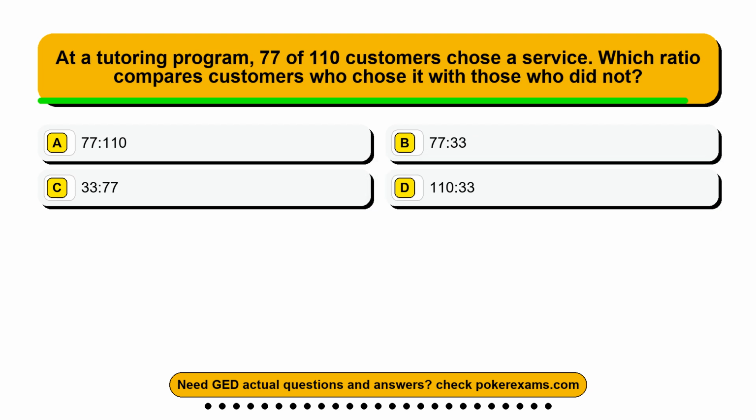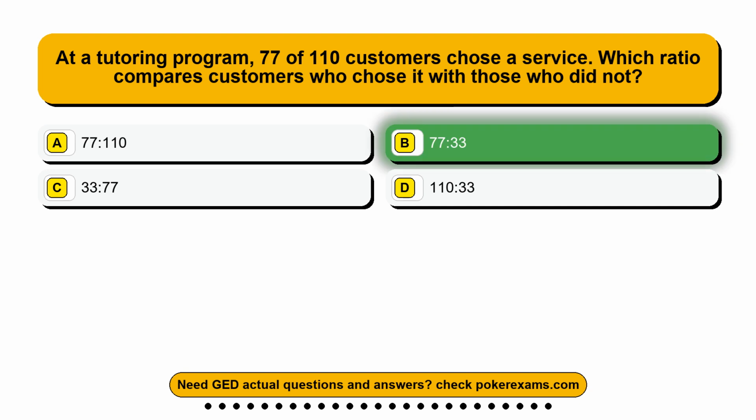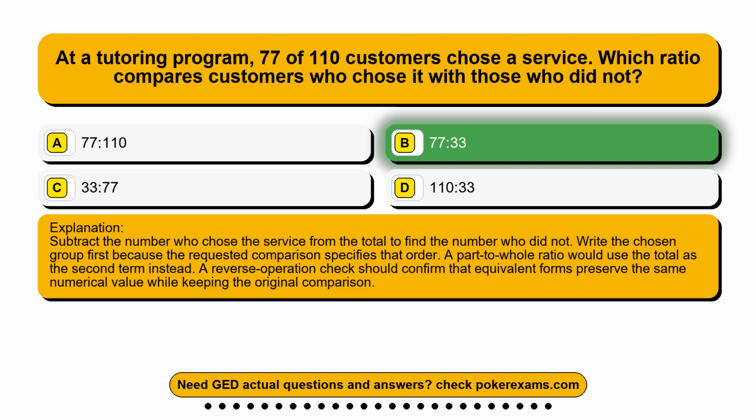Question 8. At a tutoring program, 77 of 110 customers chose a service. Which ratio compares customers who chose it with those who did not? Option A, 77:110. Option B, 77:33. Option C, 33:77. Option D, 110:33. The correct answer is option B, 77:33.